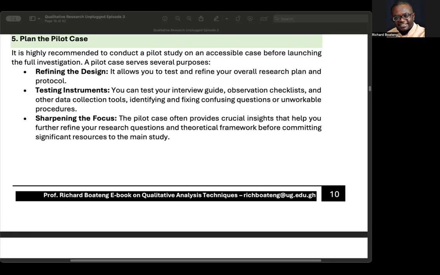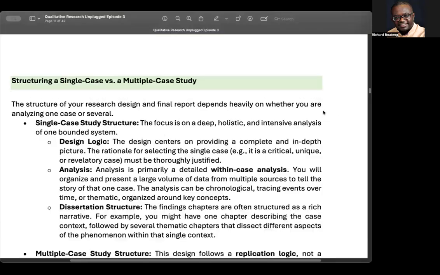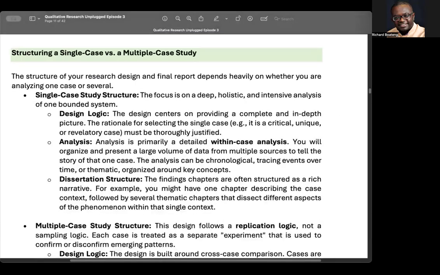Sound advice. Now let's talk about structure. There's a fundamental difference in how you structure a single case study versus a multiple case study, right? Especially in the logic and analysis. Absolutely. They operate on different logics. For a single case study, the whole point is depth. You're doing a deep, holistic, intensive analysis of one specific bounded system. The design logic is to provide a complete, rich, in-depth picture of that particular case.